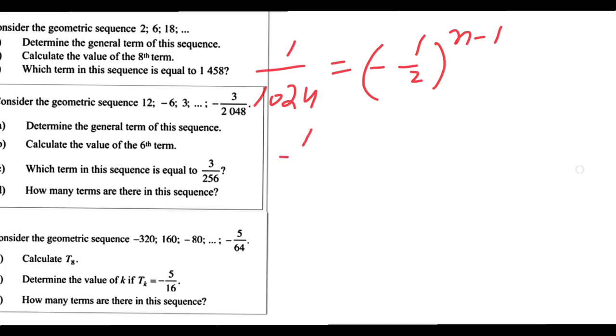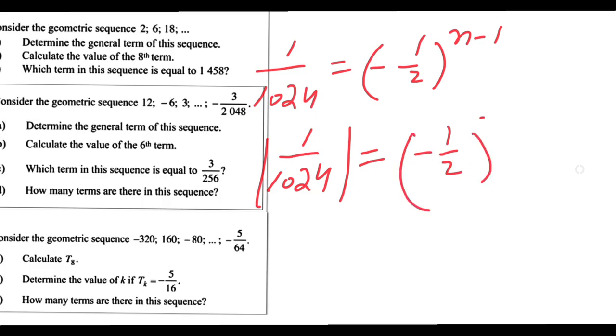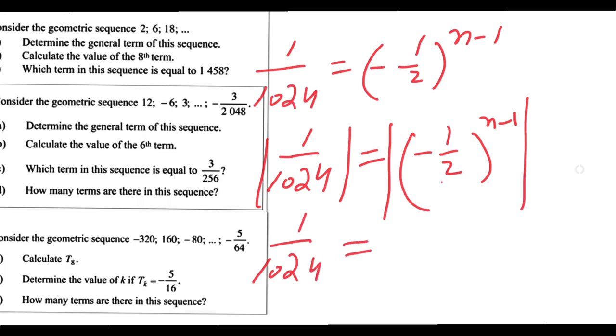So the 1 over 1024 absolute value applied is equal to -1 over 2 power n minus 1. Again apply the absolute value also here. So this becomes positive, and this also becomes positive, 1 over 2 power n minus 1.